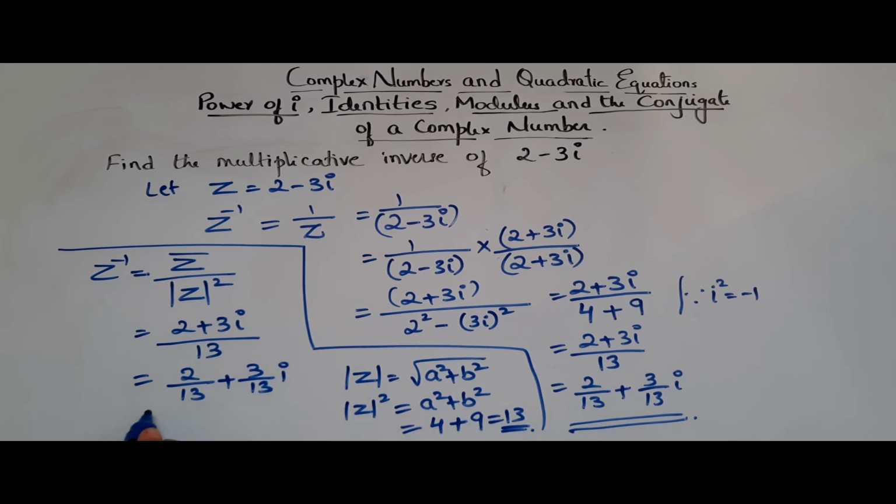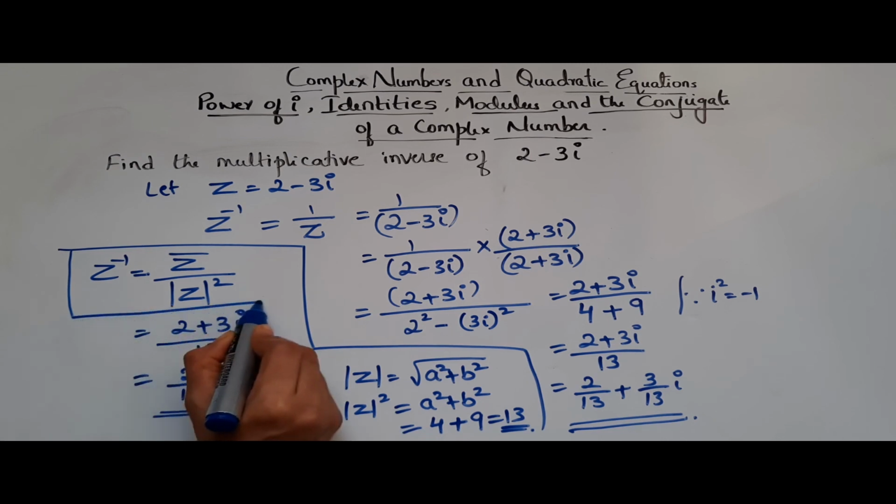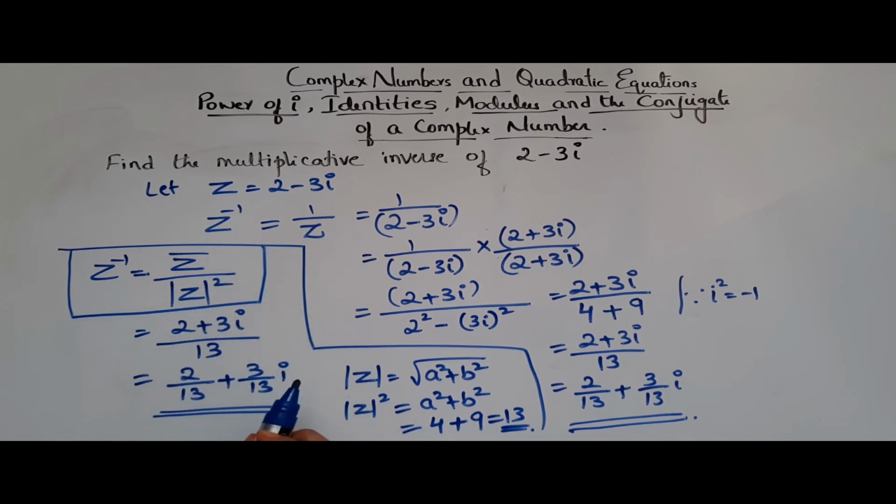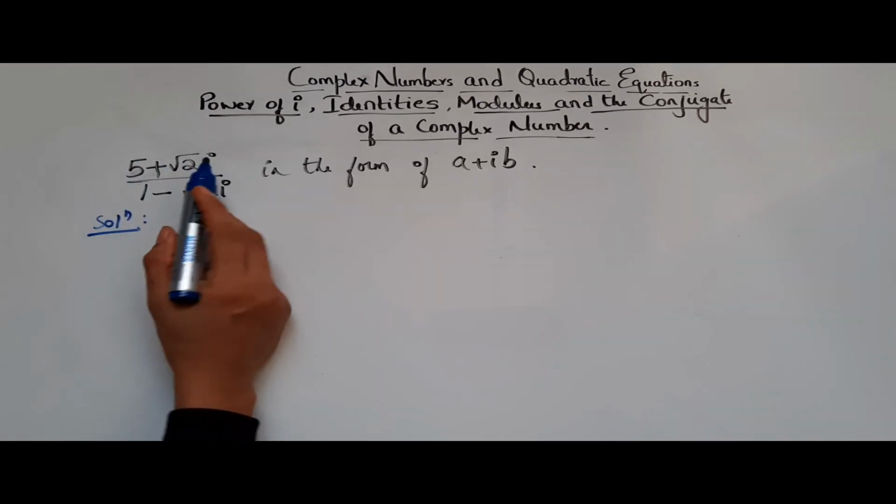So in both the cases you will get the same answer. You can go for any of the methods. So this is the formula to find the multiplicative inverse. Let me give one last problem, but before that pause the video and note this down. So here you have to express this in the form of a plus ib.